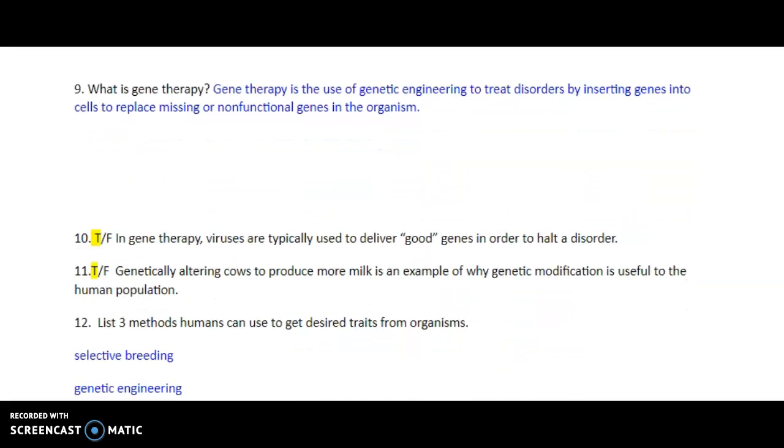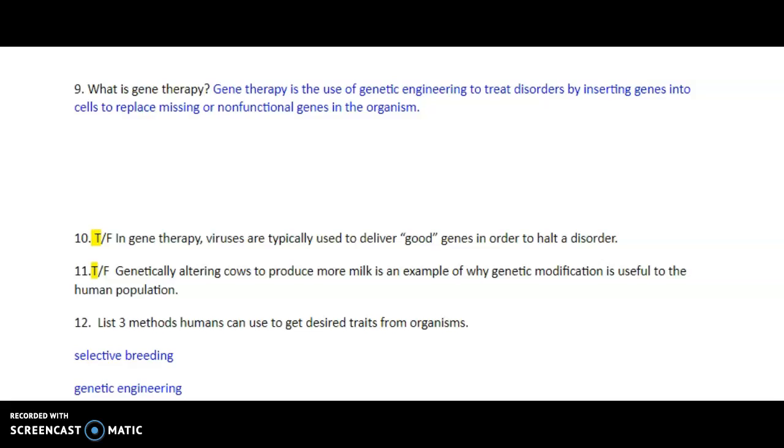Number 9, what is gene therapy? Gene therapy is the use of genetic engineering to treat disorders. And sometimes disorders are caused by missing genes or maybe some bases are out of place that makes the gene not work properly. So gene therapy is using genetic engineering to treat disorders by inserting genes into the cells to replace missing or non-functional genes in the organism.